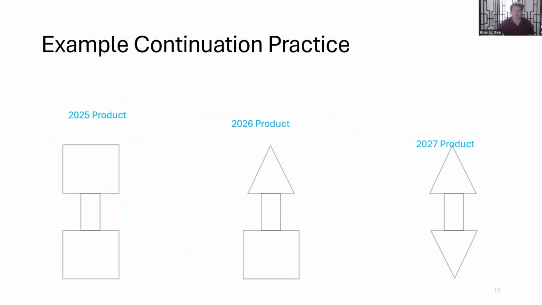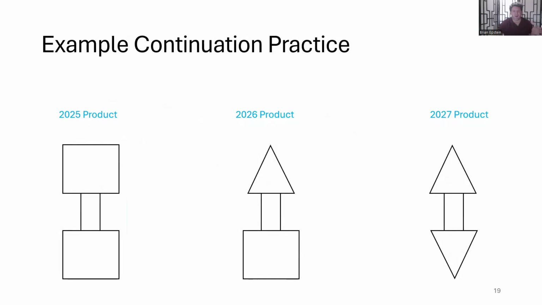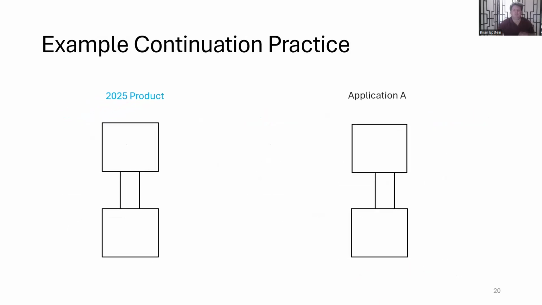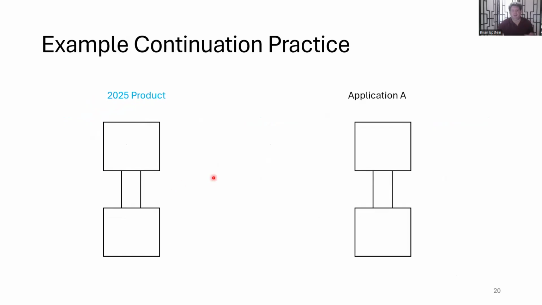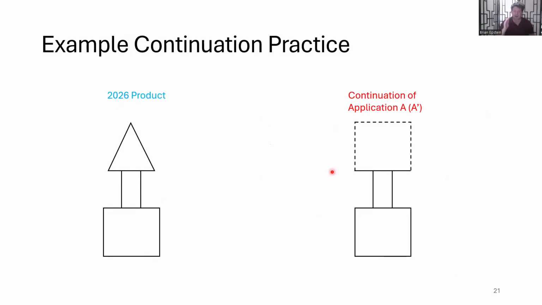All right, so what does this look like? Brian, help me understand. Okay, let's say these are our products. 2025, 2026, 2027. I told you that each product's going to have a corresponding application in black. Here's application A for 2025. Not a surprise. Let's look at 2026. We've got our 2026 product here. Now we're going to file a continuation, a US specific continuation of application A.